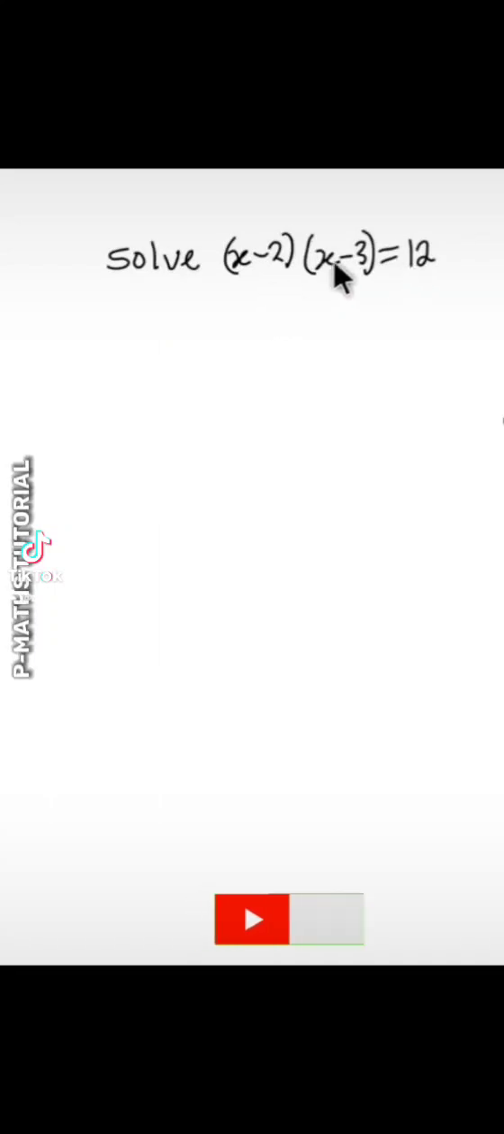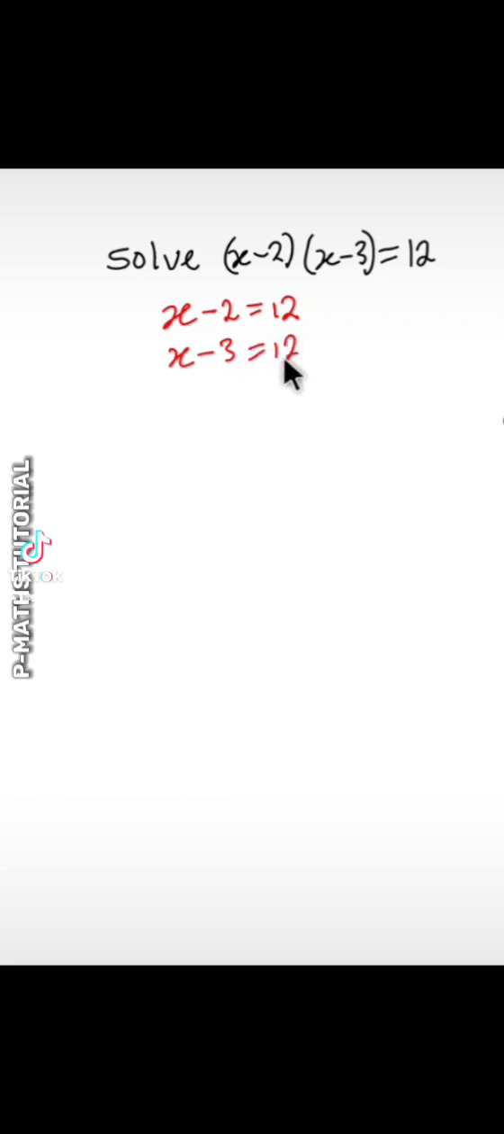This is a quadratic equation because if I multiply this bracket, I will obtain a power of 2 for the variable. So how do we solve it? I will show you the common mistakes that students make trying to solve this quadratic equation. They will simply equate x minus 2 equal to 12, x minus 3 equal to 12, and then find the value of x. This is wrong.